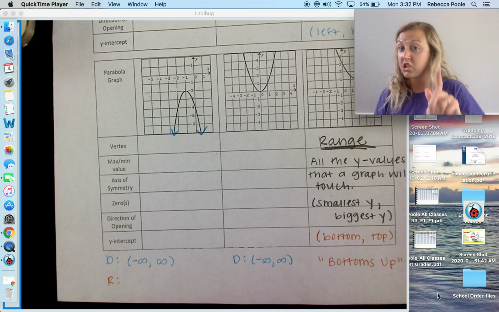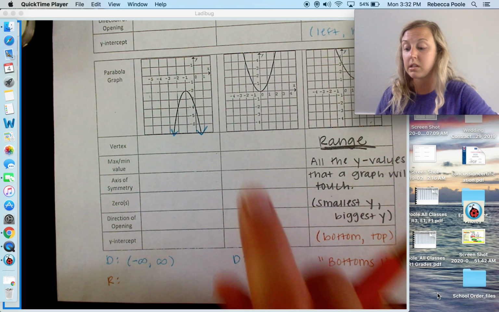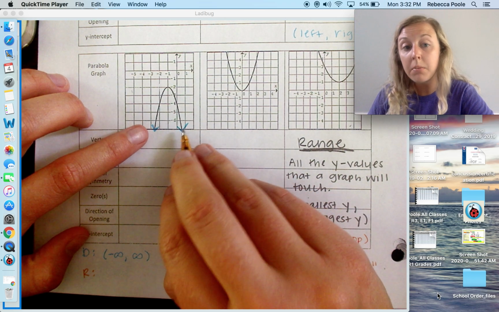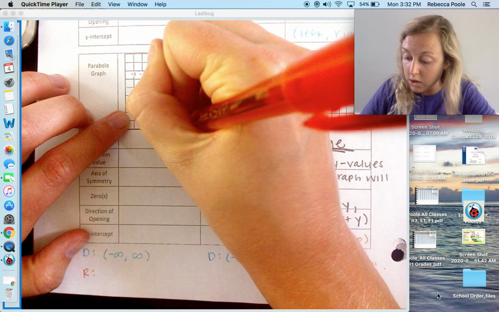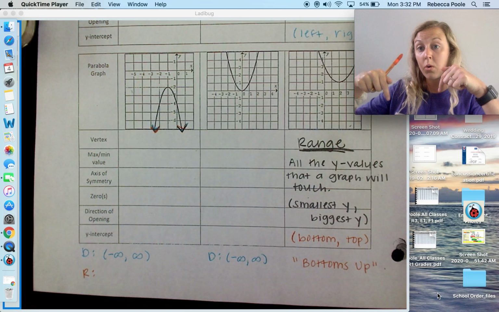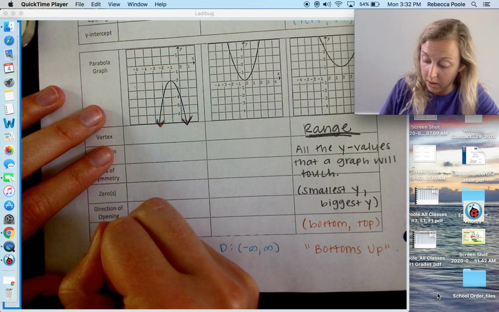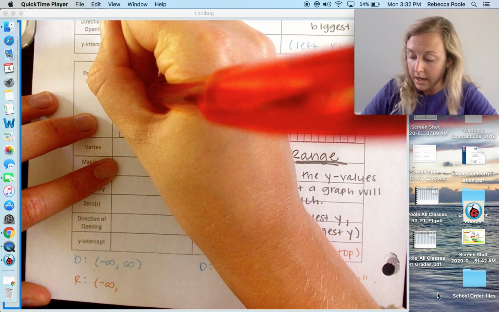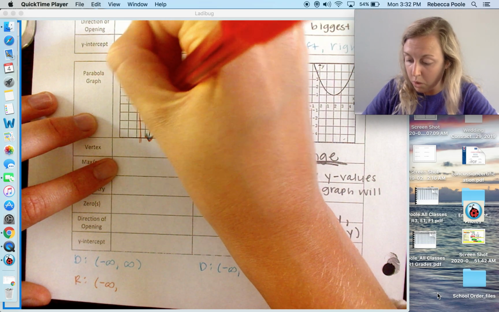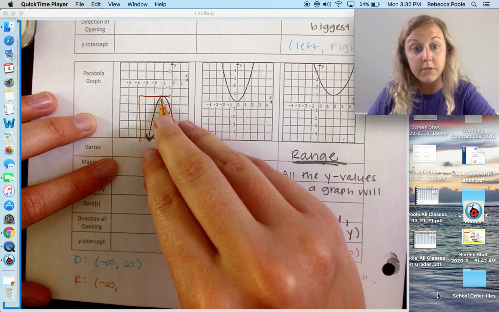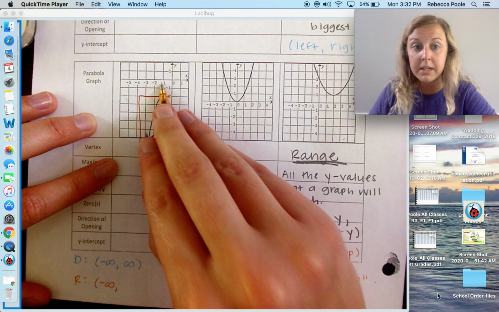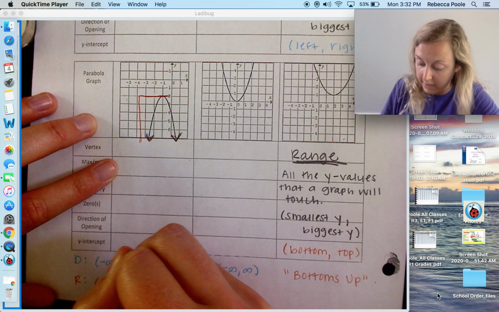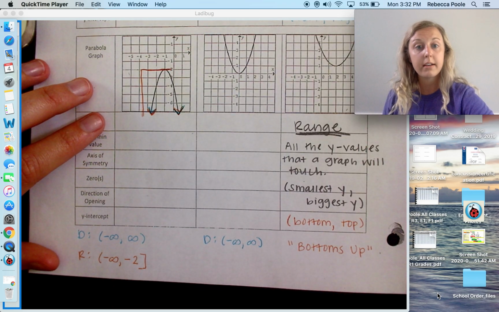Now, the range does change. It depends on if you have a max or min. So let's look at this one. Remember, it's bottom to top, bottoms up. So start at the bottom of your U. Well, that's the two arrows right here, which means they go down forever. So the bottom goes down forever. That's negative infinity. But look right here. It comes up to what number? -2. Remember, we're talking about the y value, so don't tell me -1. I'm looking at the y. It comes up to -2, and we can see it touching -2. So that's where you need your bracket. Okay?